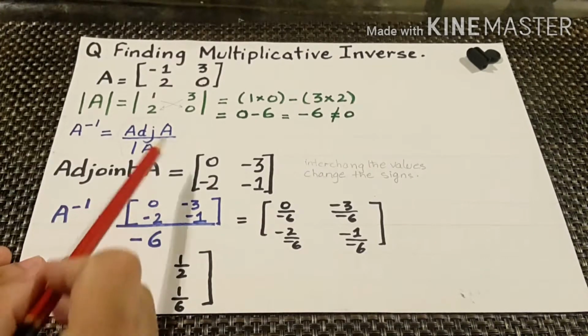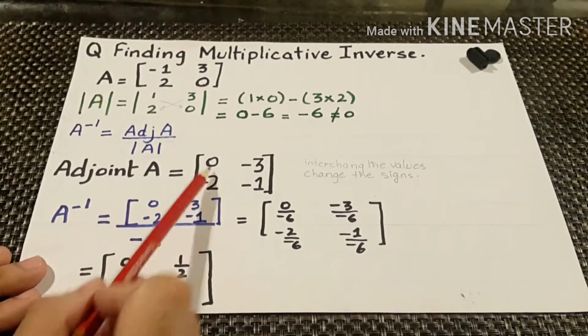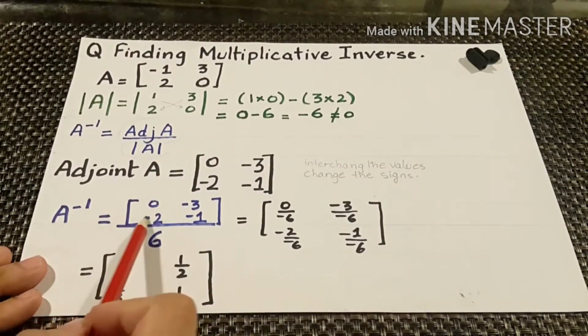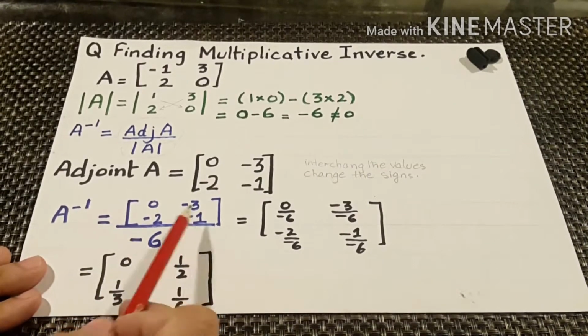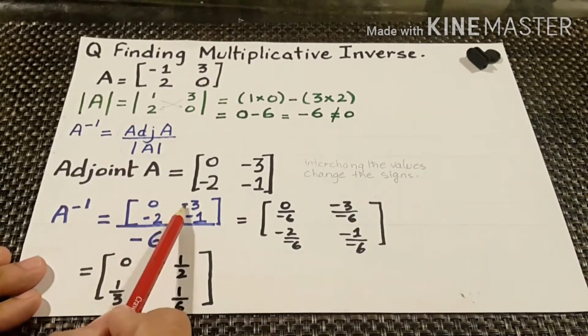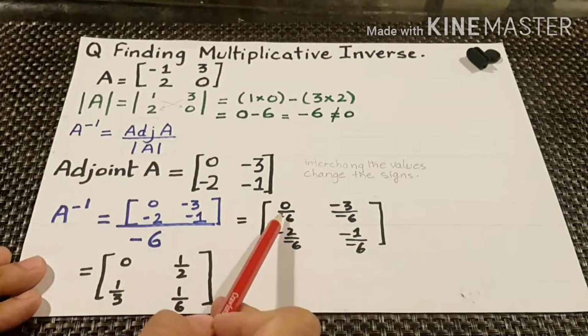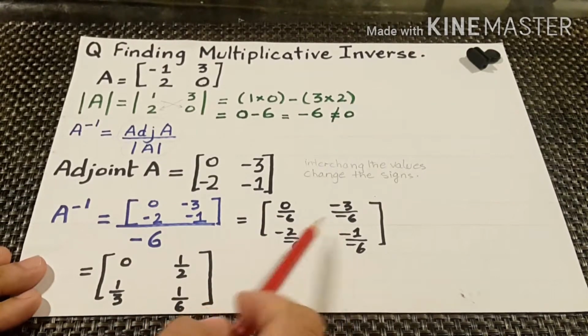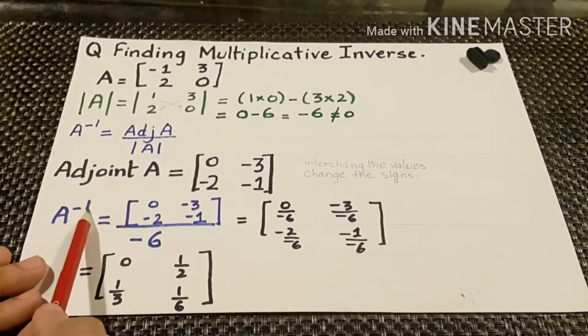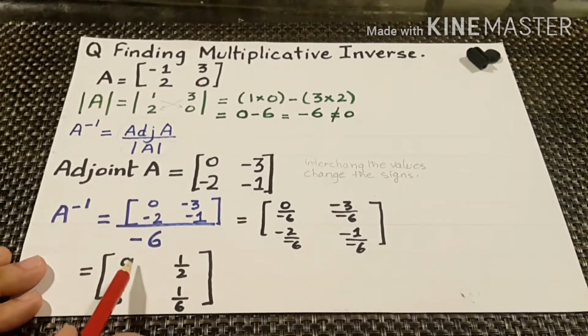Now we will substitute the values of adjoint that we have calculated here and the determinant here. Now we get A inverse is equals to the adjoint of A matrix is now 0, -3, -2 and -1 divided by determinant is -6. This means that we have to divide each element with -6. Now 0 divided by -6, -3 divided by -6, -2 over -6, -1 over -6 is the matrix of A inverse. And if we further solve it, we get 0, 1 by 2, 1 by 3 and 1 by 6.